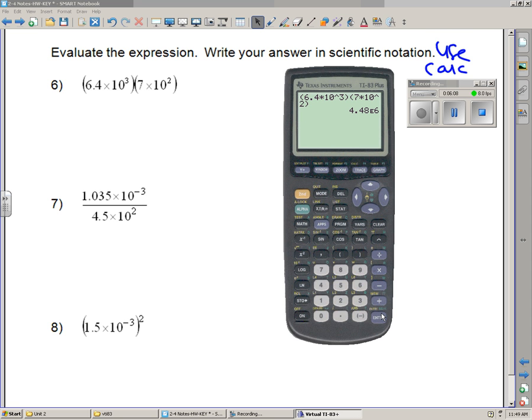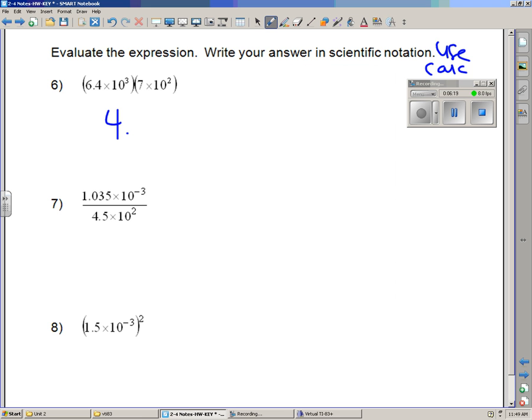And then when I hit enter, my answer's in scientific notation. It says 4.48 E6. That E stands for the exponent. So your answer is going to look like this: 4.48 times 10 to the exponent of 6.